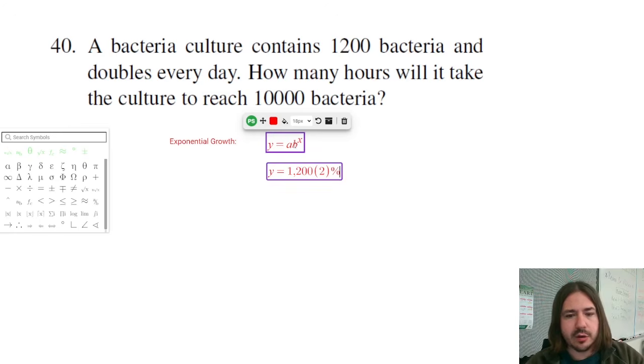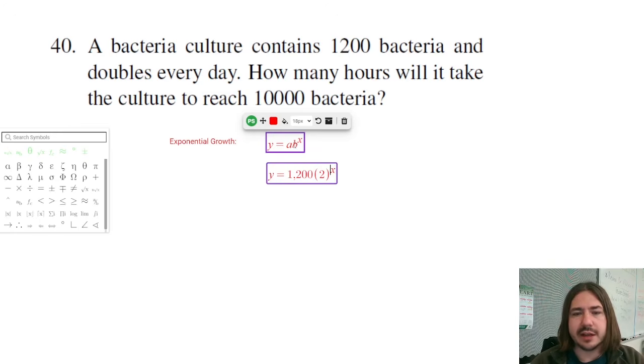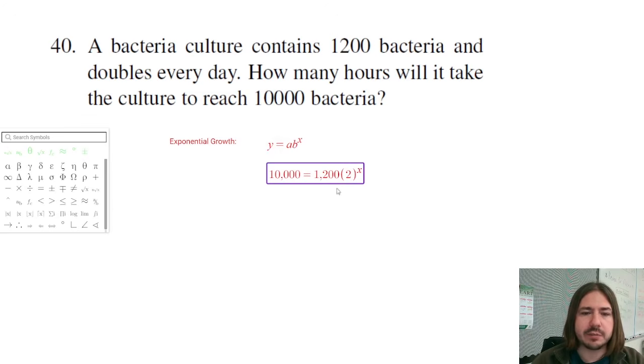And we want to know how many days, that's going to be our x, will it take for the culture to reach 10,000 bacteria, which is going to be our final amount. So here we've got an exponential growth equation that we need to solve for x, which will give us the number of days that it will take for the culture to reach 10,000 bacteria, and then we'll convert that to hours. All right, so the first step is going to be to divide both sides by 1200.